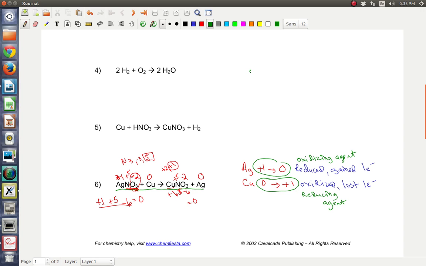And remember again, LEO says GER. Lose electrons, oxidized. Oxidized, lost electrons. Gain electrons, reduced. Reduced, so I gained electrons. Or OIL RIG: oxidized is losing electrons, reduced is gaining. Reduced, gained electrons. Okay, I hope that will help you.